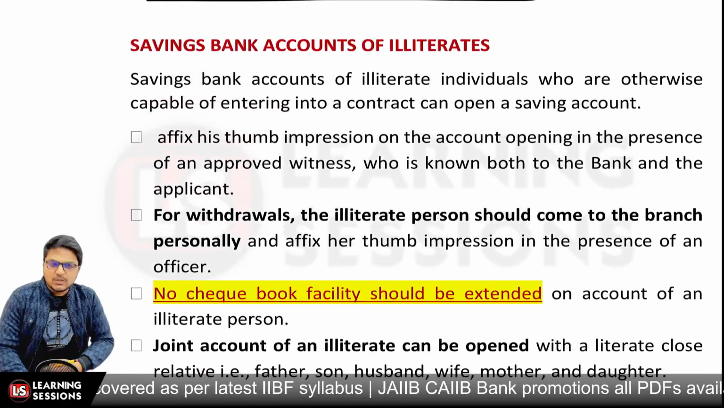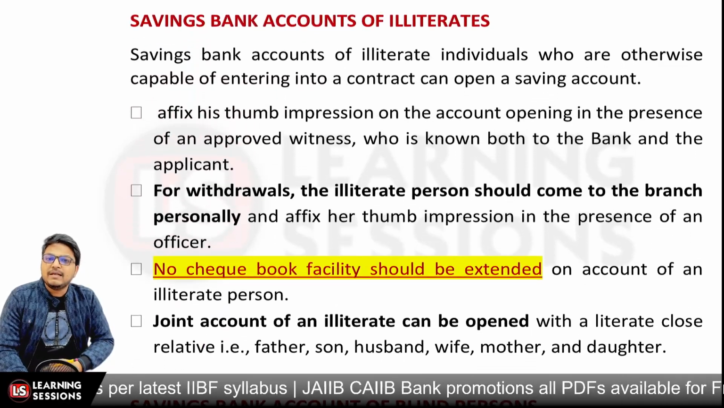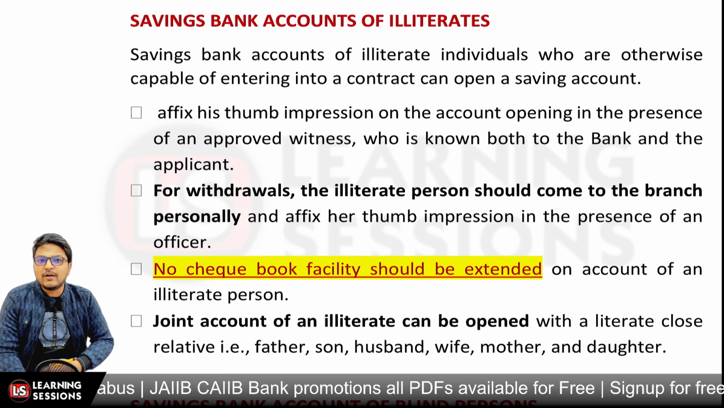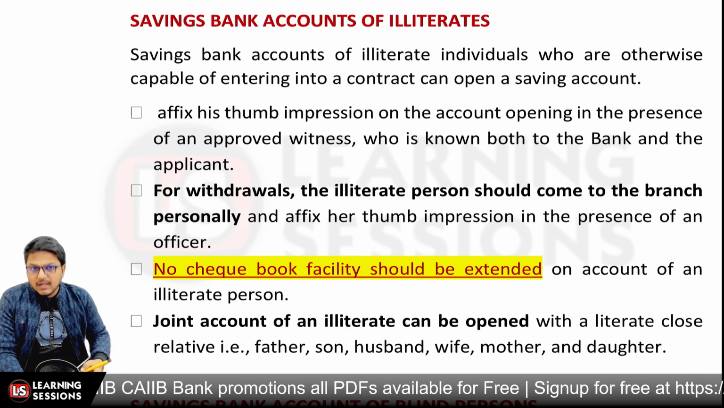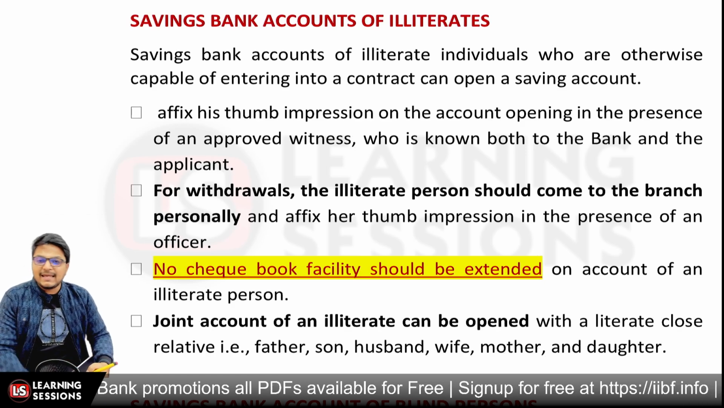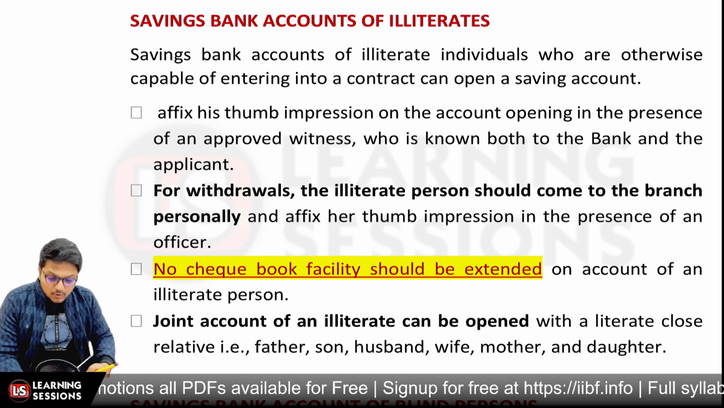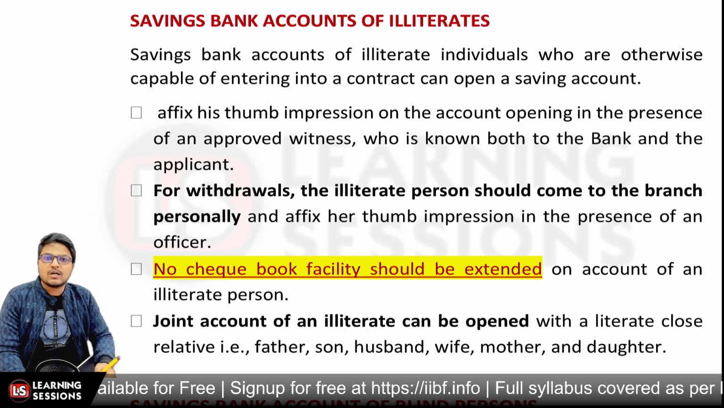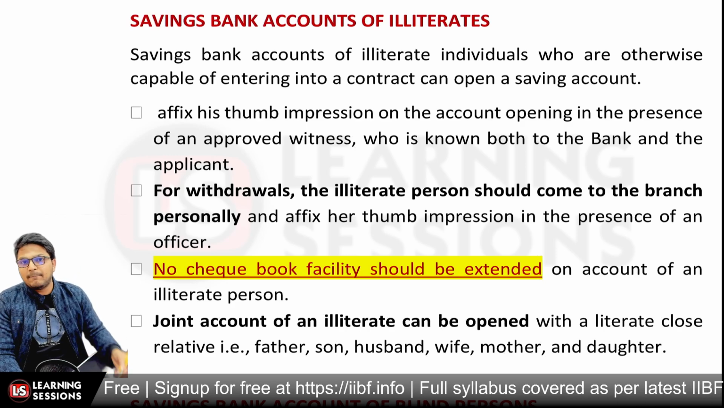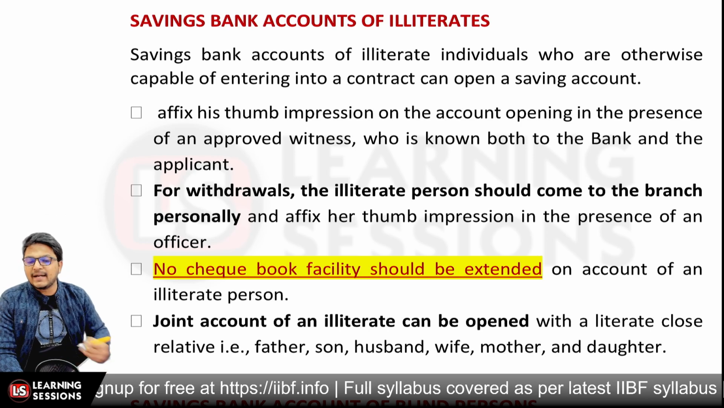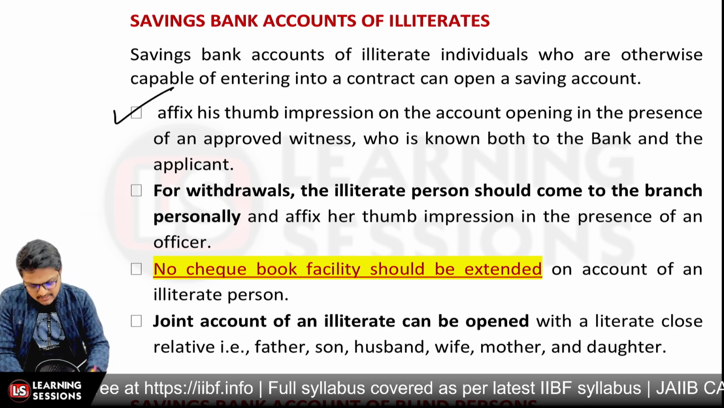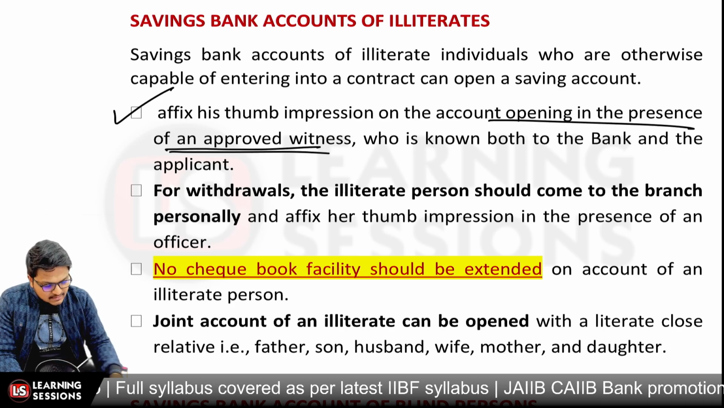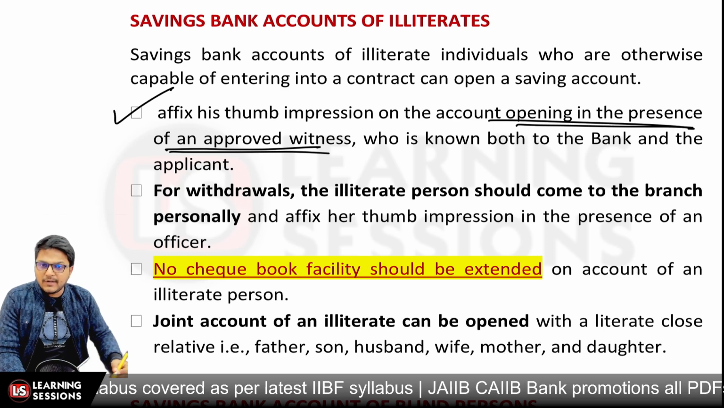And further, it's related to the saving bank account of illiterates. Now, if we are talking about an illiterate person who is otherwise capable of entering into a contract, they can open a savings account. They can affix their thumb impression on the account opening form in the presence of an approved witness who is known to the bank and also known to the applicant. So this is an important clause: a witness is required to open the account of an illiterate person.